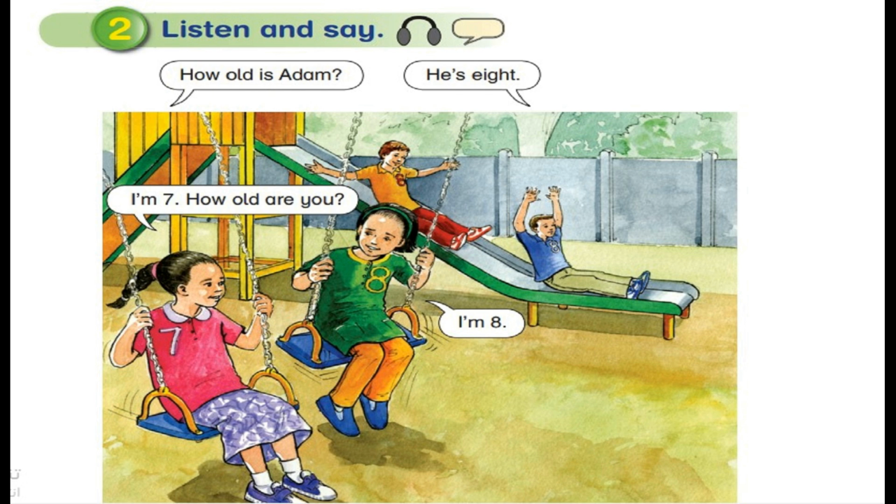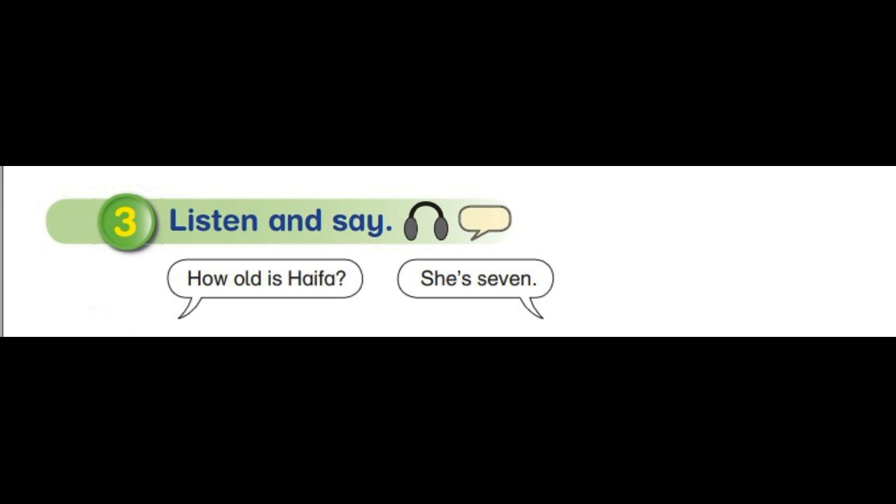Listen and say. I'm. How old are you? I'm. Listen and say. How old is Haifa? She's 7. How old is Salwa? She's 8. How old is Adam? He's 8. How old is Amir? He's 8 too.